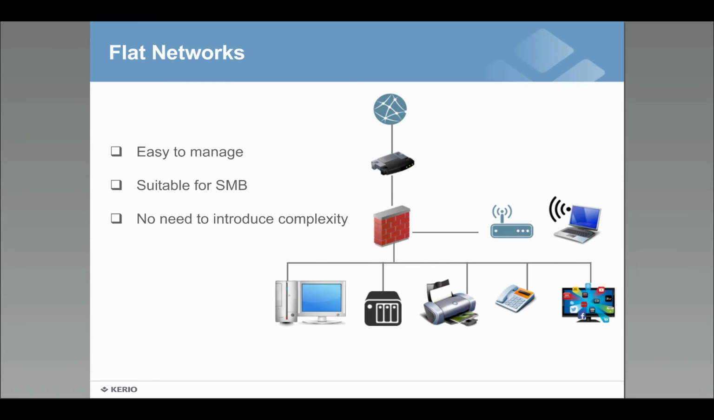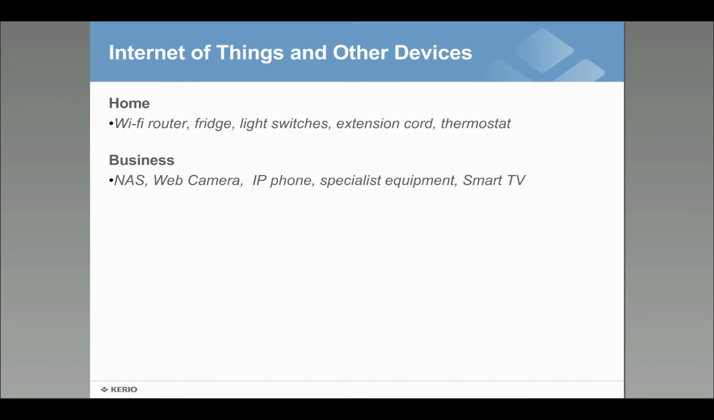For an SMB, a flat network is the default. It's easy to manage. A flat network means everything is on the same segment. There is no need to introduce complexity. You maybe have another segment where you have your Wi-Fi, but that's it. This is what a flat network is every day, and what we want to show you now is actually the consequences when you go into different industries.